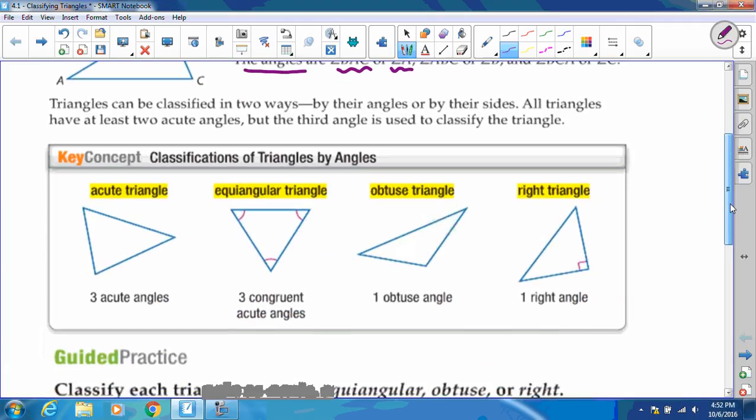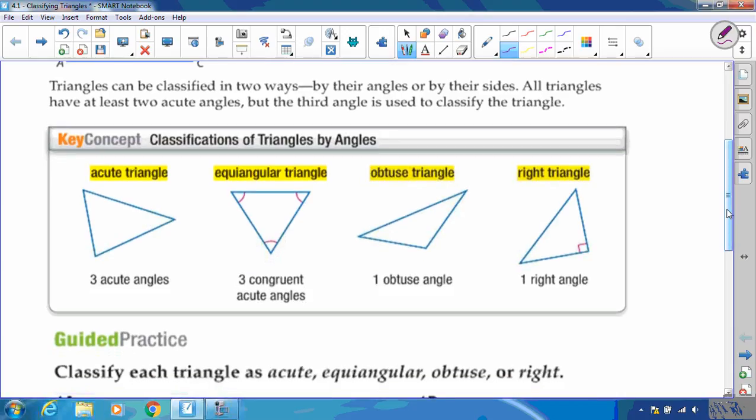Learning first about how to classify triangles by their angles, there are 4 different ways. So first is an acute triangle, means that all the angles inside the triangle are acute, which means they're all less than 90. An equiangular triangle, just think about what that word equiangular means, and you can see in the picture based on those arcs, all the angles are equal. And so that would be an equiangular triangle.